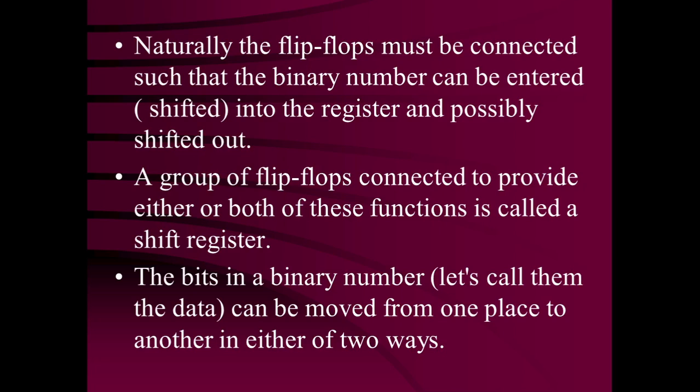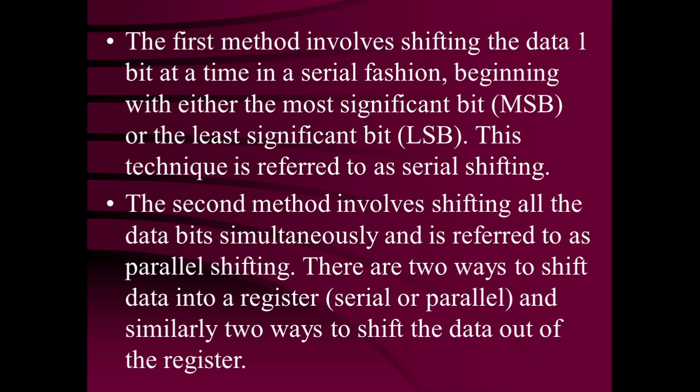The bits in a binary number, let's call them the data, can be moved from one place to another in either of two ways. So there are two ways the data can be entered into the shift register, and there are two ways data can come out of the shift register: in a serial fashion as well as in a parallel fashion. The first method involves shifting the data one bit at a time in a serial fashion, beginning with either the most significant bit, MSB, or the least significant bit, LSB. This technique is referred to as serial shifting.